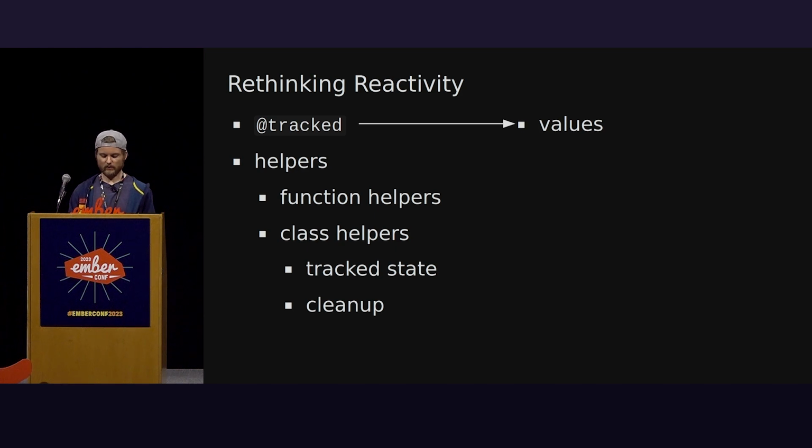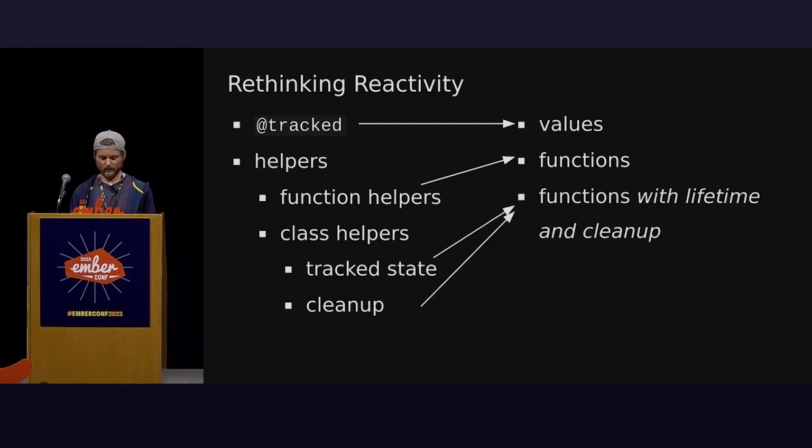And this will be a theme throughout this new way of rethinking reactivity. For function-based helpers, we can just use plain JavaScript functions. Supporting plain JavaScript functions as a reactive primitive, as well as their arguments, is essential for reducing the number of abstractions folks need to learn when they learn Ember. For class-based helpers, we can use this new primitive, functions with lifetime and cleanup. This allows us to compose our value primitives for managing state throughout the lifetime of the parent object. And then we can have optional cleanup. We'll expand on both of these concepts momentarily.